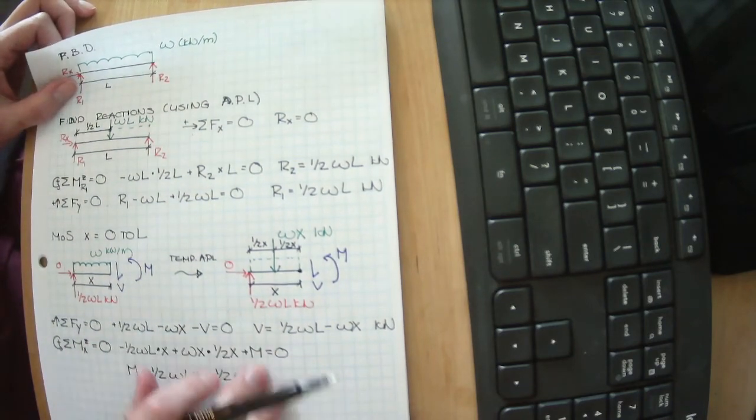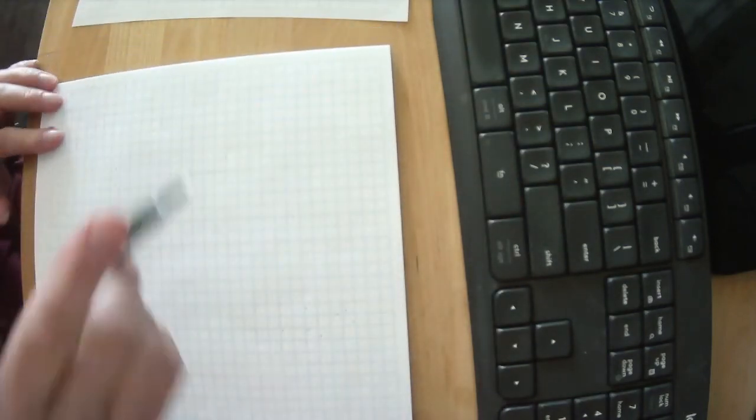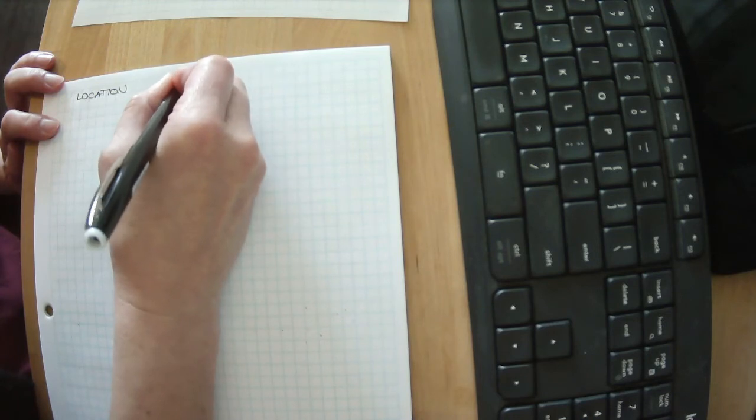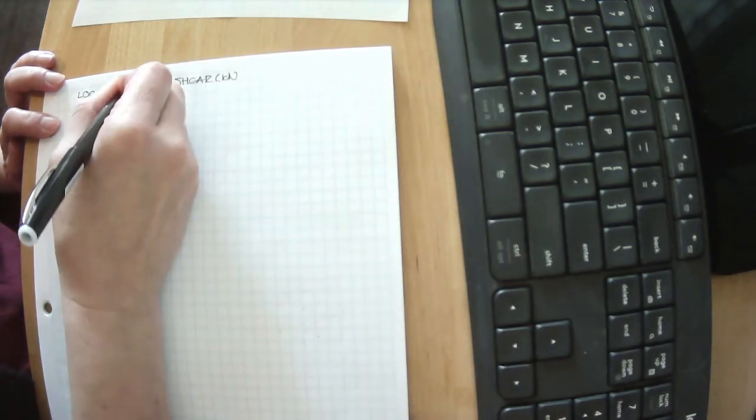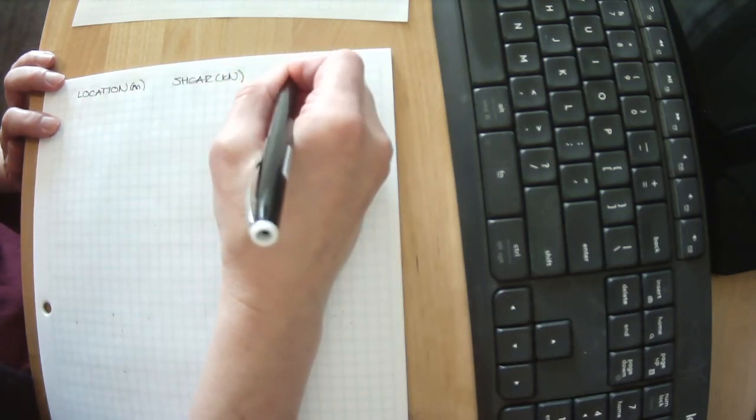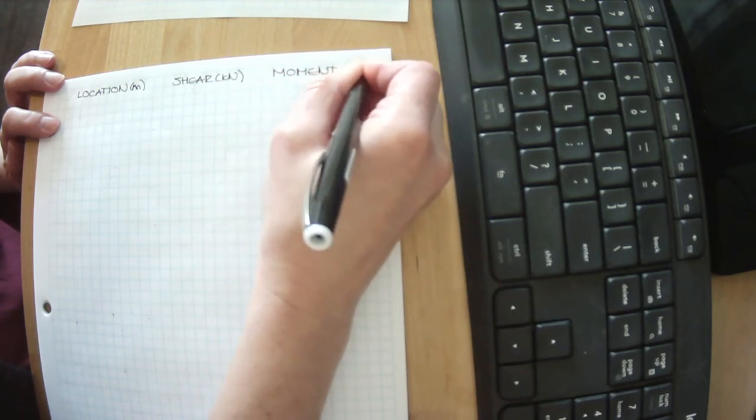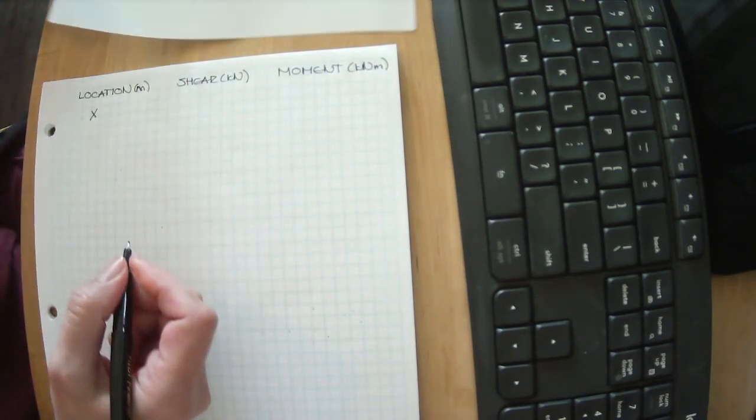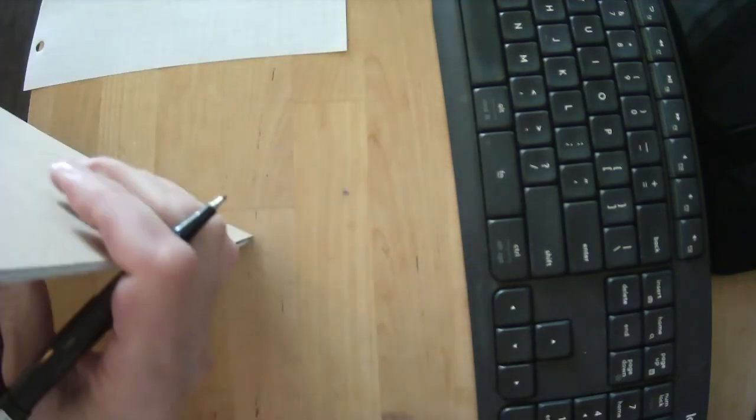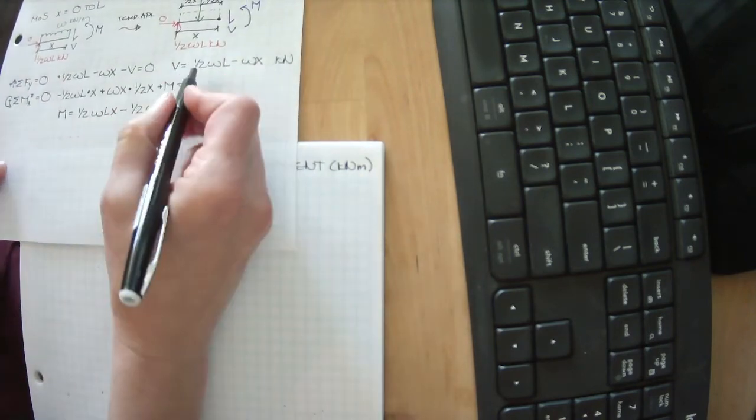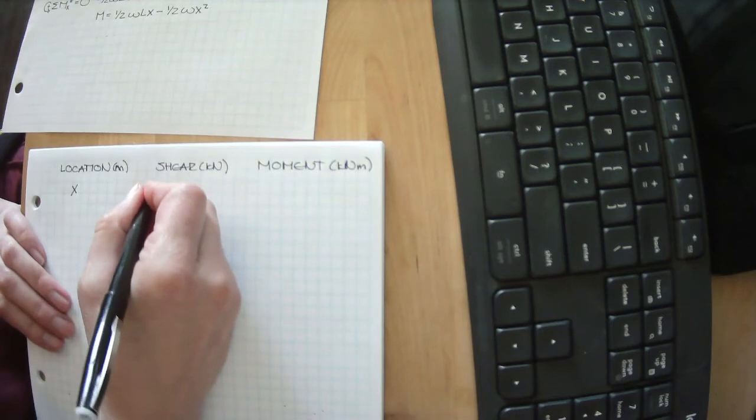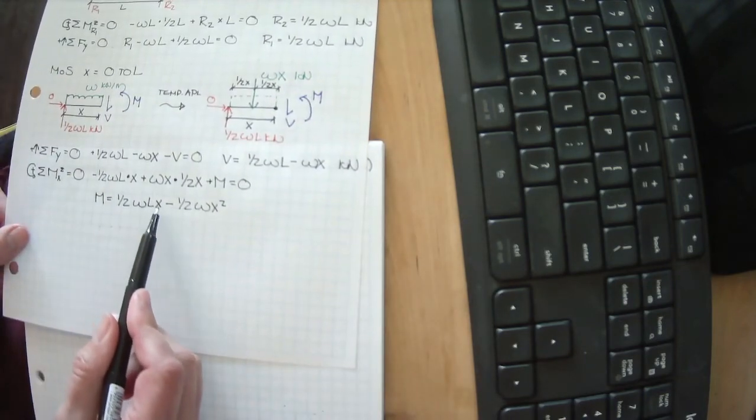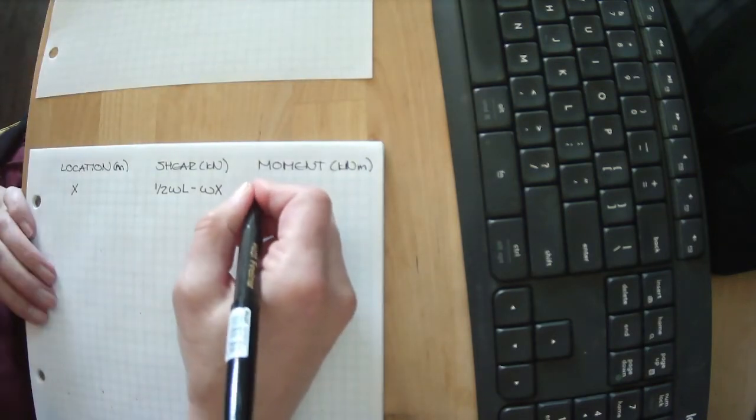Let's keep going with these unknown values though. Let's do the little summary. So let's do location in meters, shear in kilonewtons, and moment in kilonewton meters. Okay, and we want to know what the value is at distance x. We know that shear is 1/2 WL minus Wx, and moment is 1/2 WLx minus 1/2 Wx squared. We did this. We solved for this.